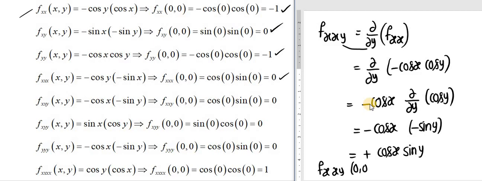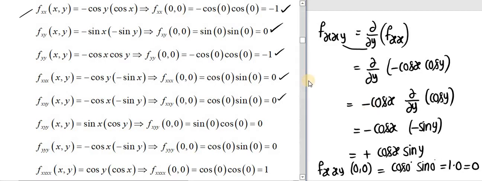Now we want to find out f double xy at (0, 0). That is cos 0 into sin 0. That is 1 into 0, which is 0. So f double xy is also 0.